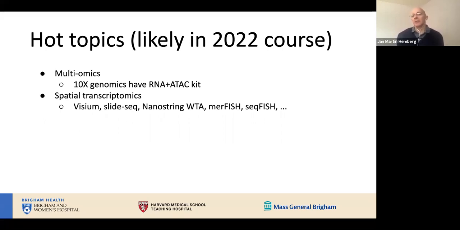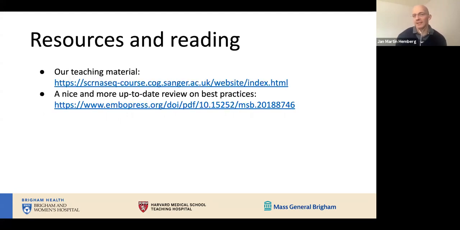And then there are spatial methods, where it basically comes down to image analysis, where you look at a section of a tissue, and then you can put it into spatial context where each cell that expresses various transcripts is found. So I think with that, this is the last slide.